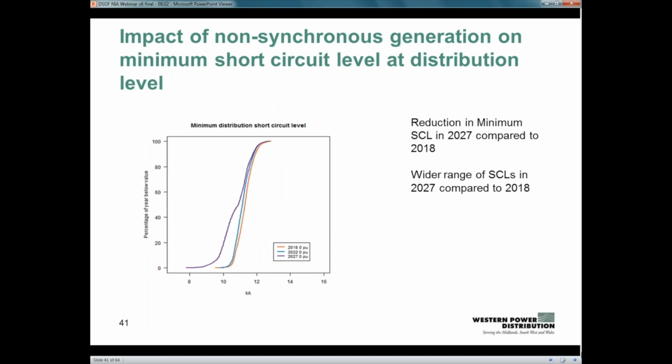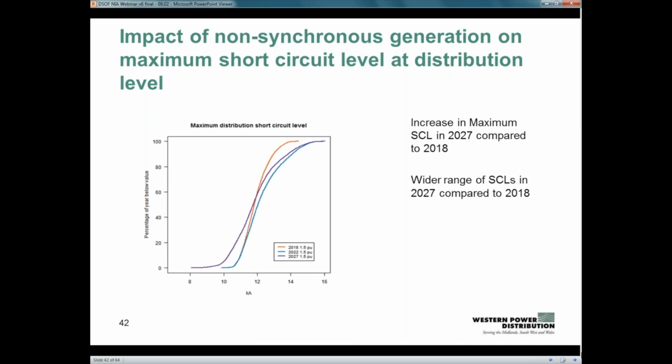So looking at the impact of non-synchronous generation at the distribution system level. So this is looking at the distribution busbar. There's a reduction in the short circuit level in 2027 compared to 2018, and there's also a wider variation. The purple line shows a wider variation in 2027.